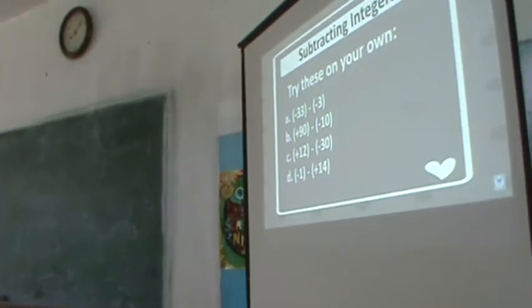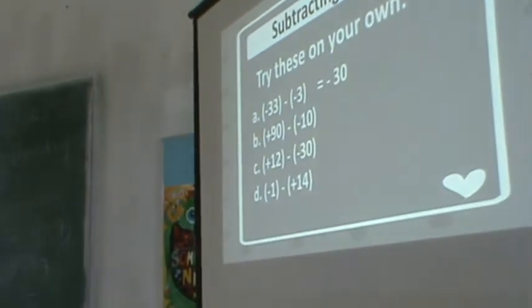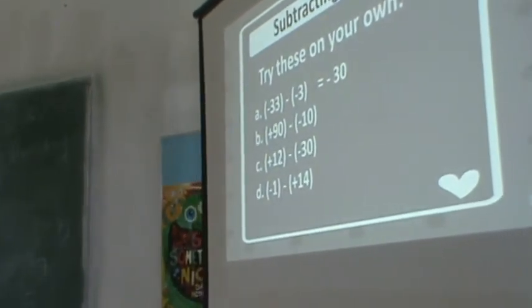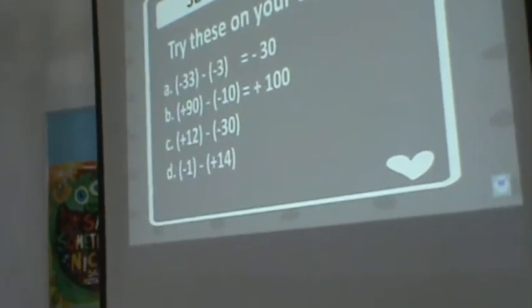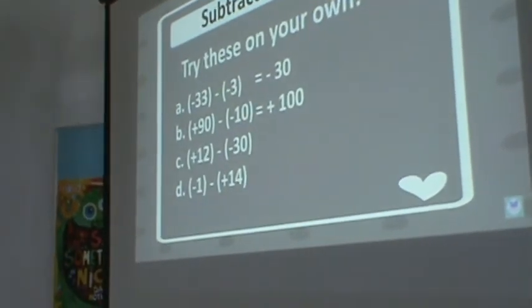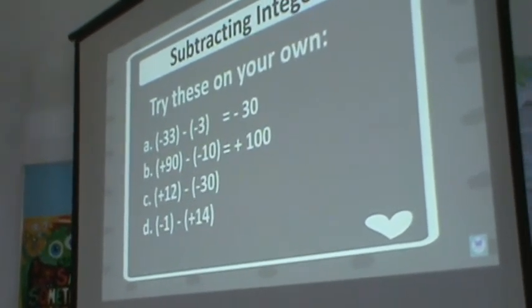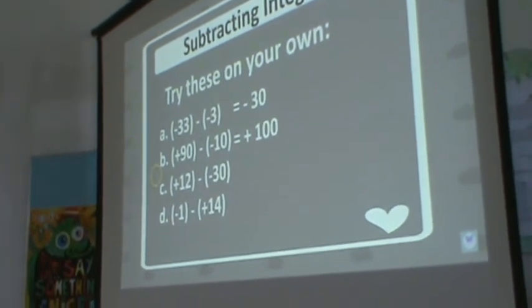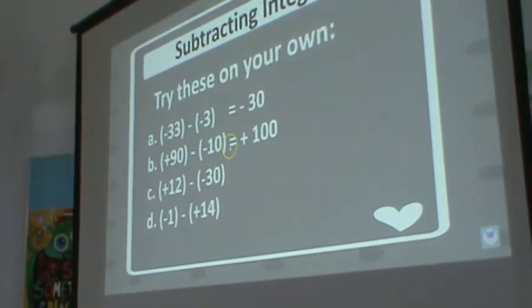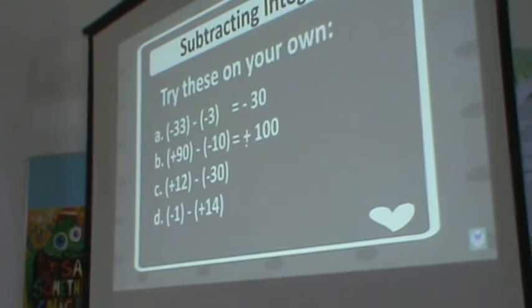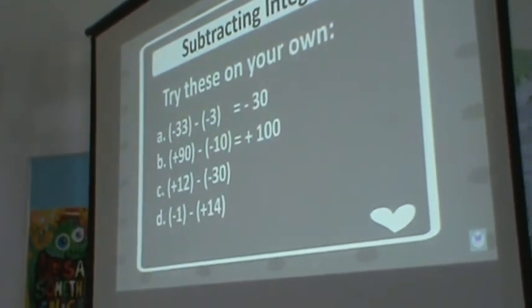Okay, let's see how you did. So for the first one, you owe 33 and you have 3. So you would owe 30. Okay, look at number 2. You have 90 and you have 10. So you would have 100. That's positive. Remember, you don't need to write the positive sign, you just leave it as is.